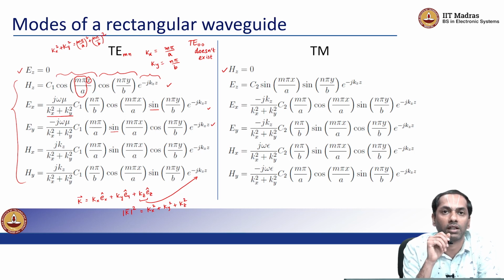But you can notice that other index pairs, of TE01 or TE10 or TE11 and all other higher numbers, work. So one of m or n has to be a non-zero element. Only then do we see that there is a consistent electromagnetic field, a vector field that I can establish in the waveguide.